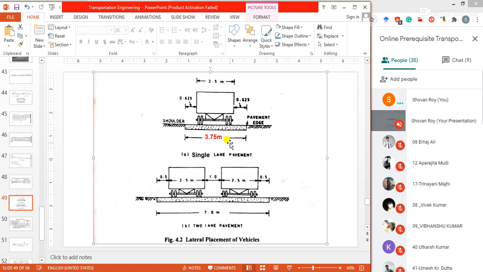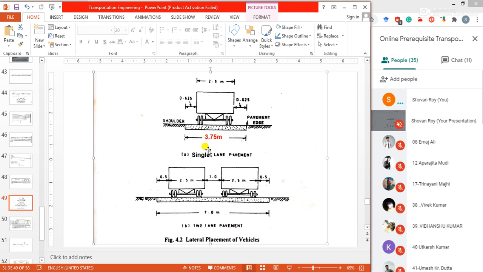So for a single lane road with this 3.75, the side clearance as per IRC is 0.68, and the vehicle width should be 2.44 or 2.5. As per IRC 2.44, but we can take 2.5. And finally the round figure of the road should be maybe 3.8 meter, no problem.